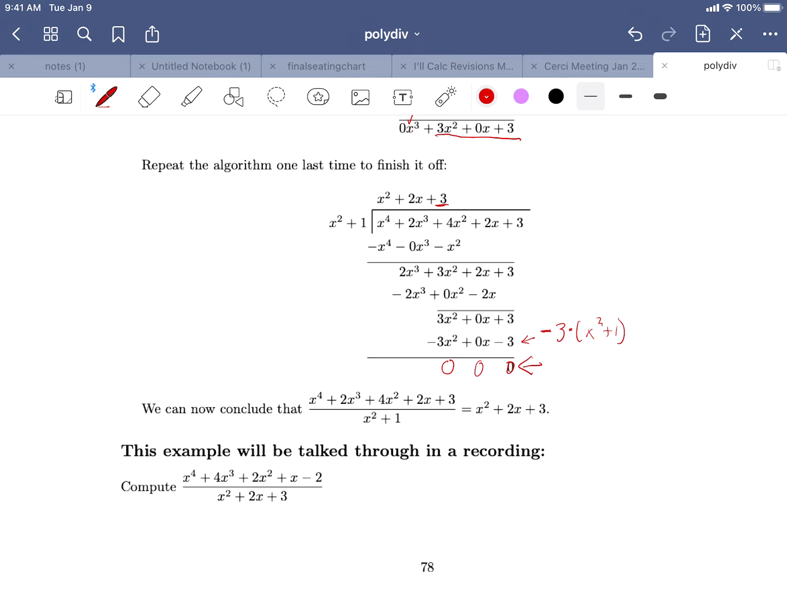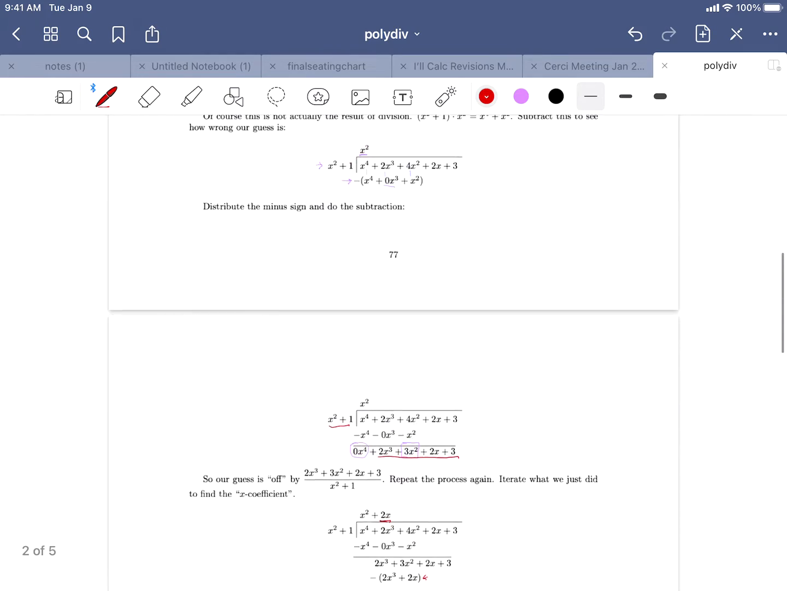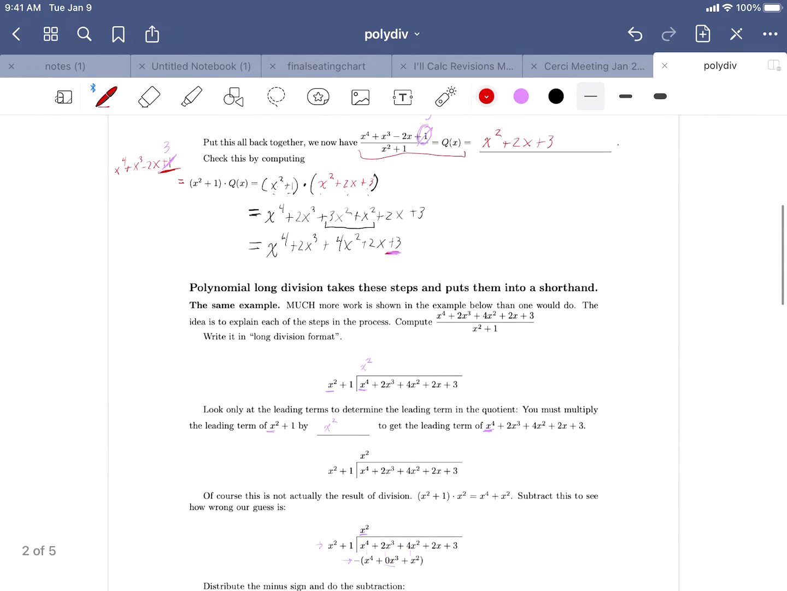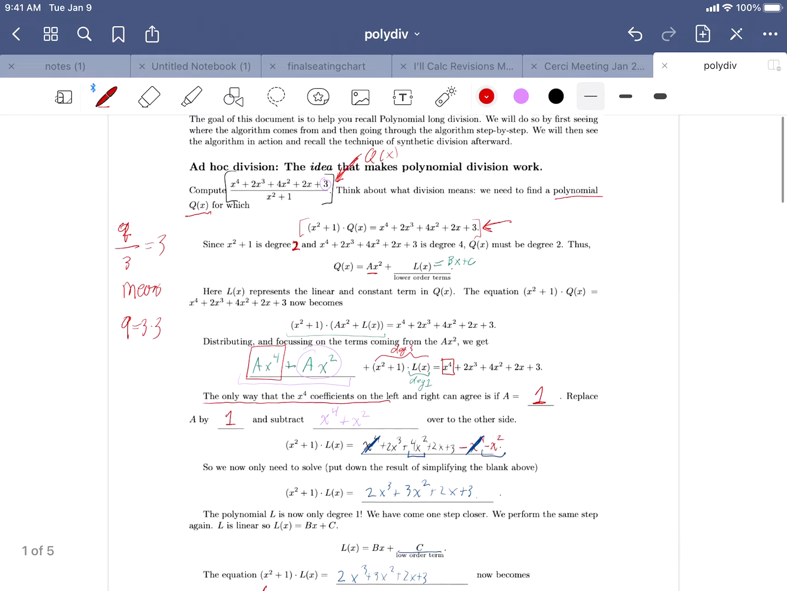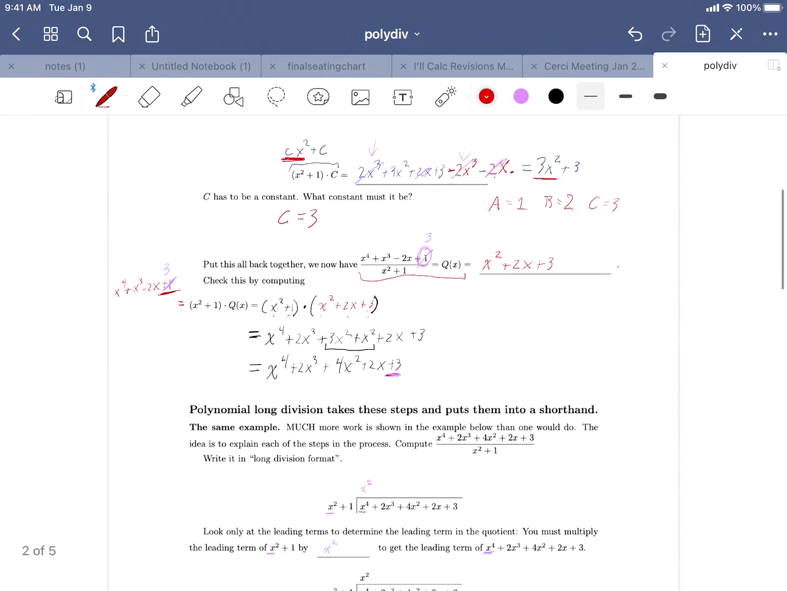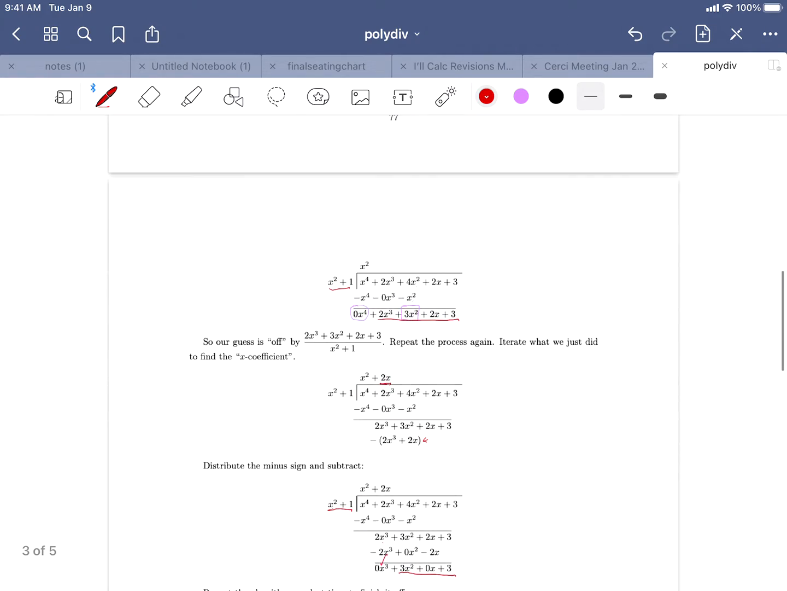So x to the fourth plus 2x cubed plus 4x squared plus 2x plus 3, all over x squared plus 1, is equal to x squared plus 2x plus 3. And you'll notice that was a lot of writing. It looked like I didn't actually save much space. It took me about 2 pages to do the long division, and it took me a page and some change to do the ad hoc division.